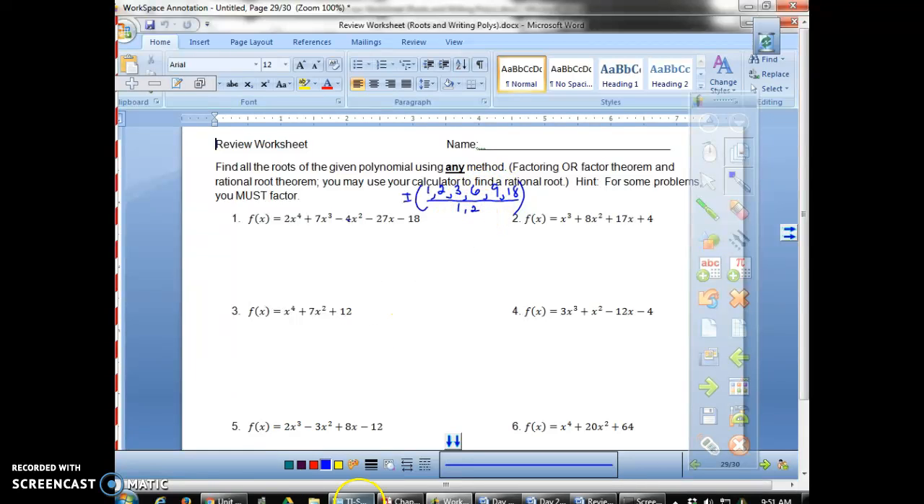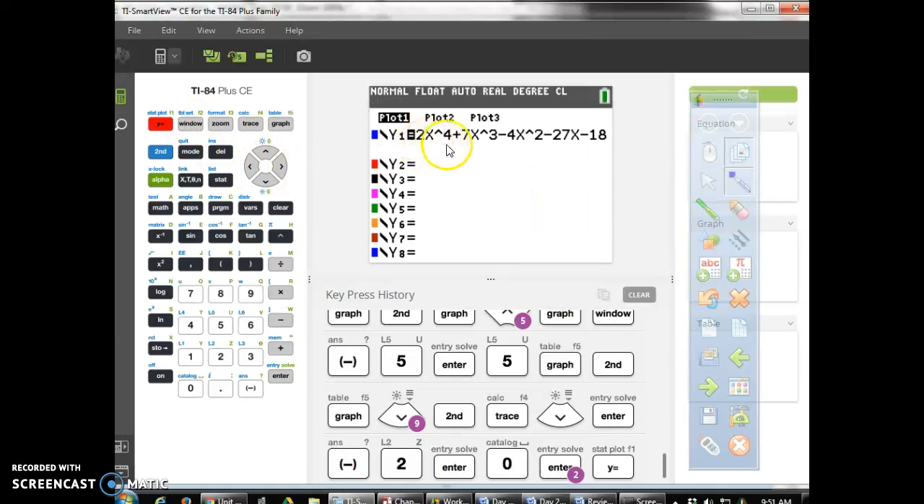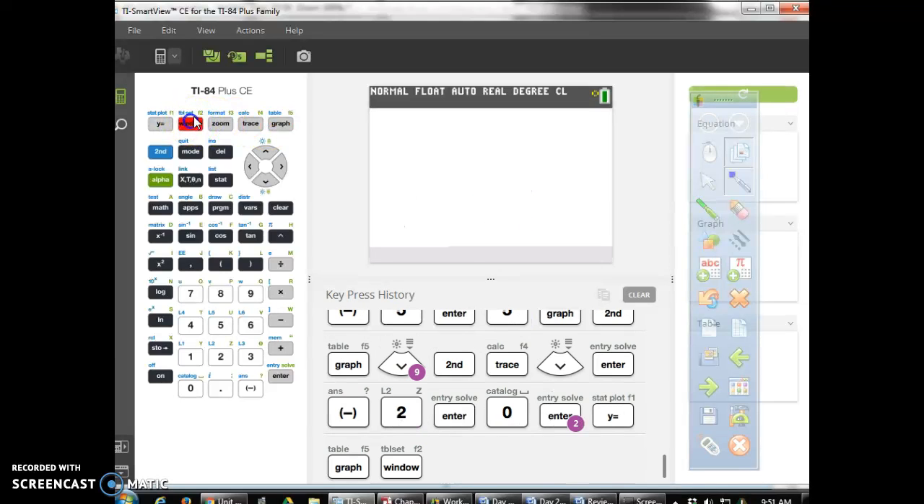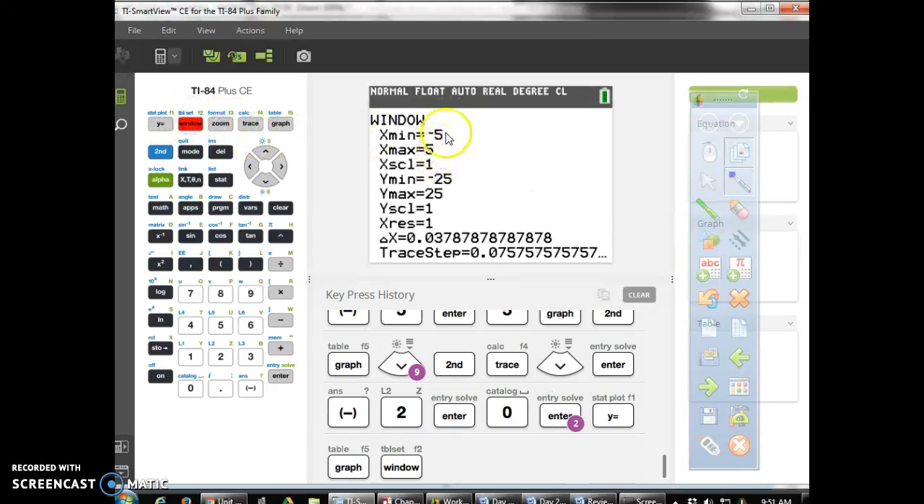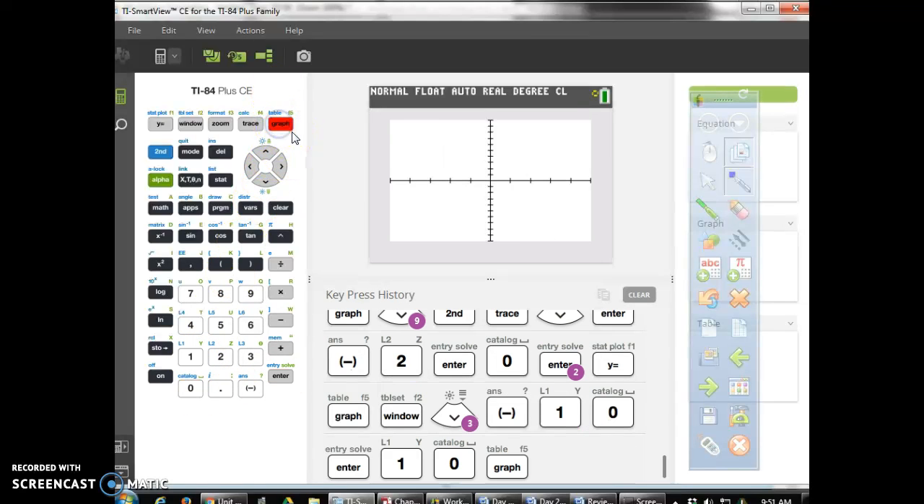So let's go to the graphing calculator and graph it. And so here's my function, 2x to the 4th plus 7x cubed minus 4x squared minus 27x minus 18. And I'm going to graph it. And I'll show you, I played around with my window a little bit. In fact, I might even change my y's a little bit as well. So let me just do negative 10, 10, kind of zooming in. And then when I graph it, this is what I have going on.